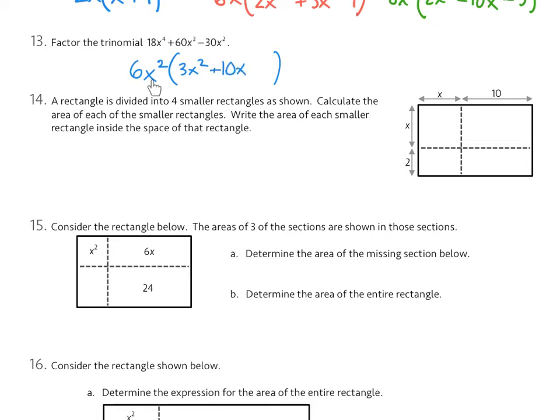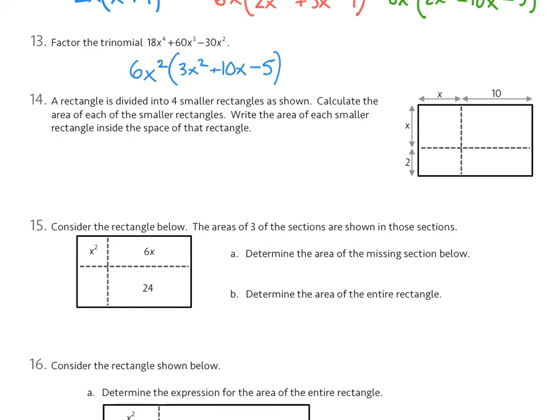And then finally, 6x squared times this expression equals negative 30x squared. 6 times negative 5 equals negative 30. X squared times 1 equals x squared. So in this place, I would put a minus 5. There's my factored form. I can always check by multiplying this 6x squared back through to each of the 3 terms and confirming that they give me this original trinomial.